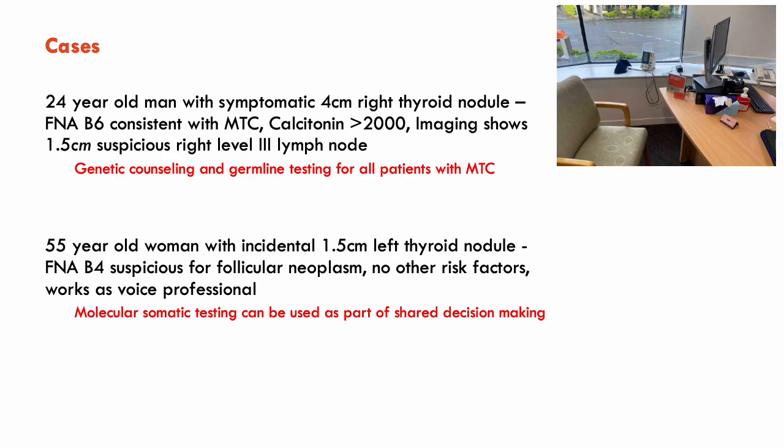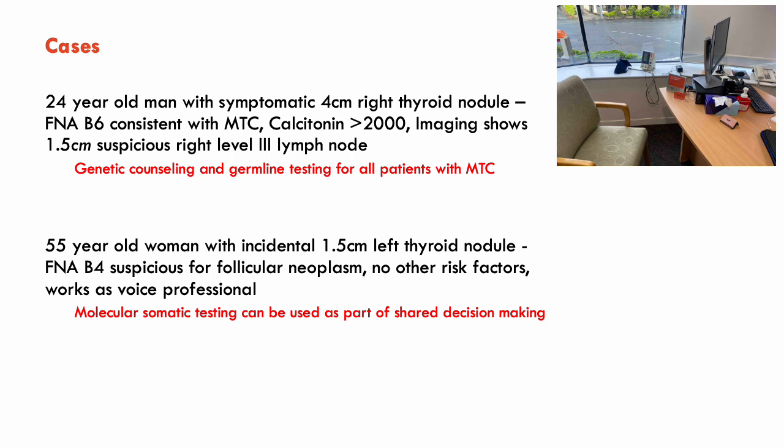These are two patients of mine showing the impact that genetics can have on thyroid cancer management. The first case is a young man who presented with a symptomatic large thyroid cancer, which on FNA was consistent with medullary thyroid cancer. He had a high calcitonin with negative plasma metanephrines and a normal calcium.